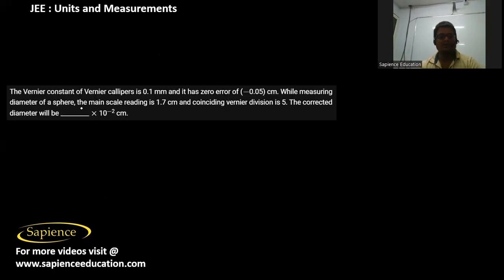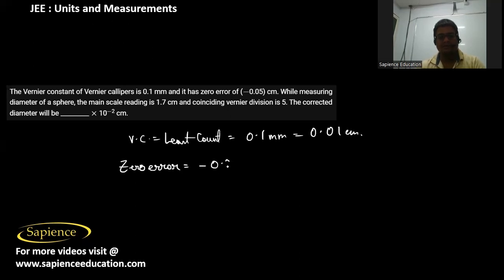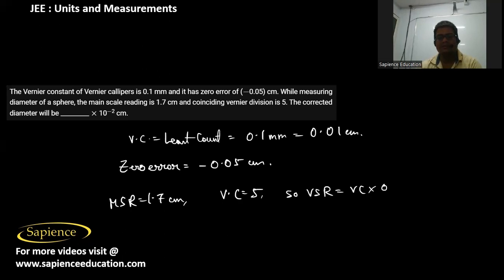Then here it is told the vernier constant of vernier calipers is 0.1 millimeter. So vernier constant means the least count of the vernier calipers, that is 0.1 millimeter, or I can say 0.01 centimeter, and there is a negative zero error for this instrument, that is minus 0.05 centimeter. While measuring the diameter of a sphere, the main scale reading is 1.7 centimeter, and coinciding vernier division is 5. So the vernier coincidence is 5. So the vernier scale reading will be vernier coincidence into the vernier constant or the least count. So that is 5 into 0.01 centimeter, so that is 0.05 centimeter.